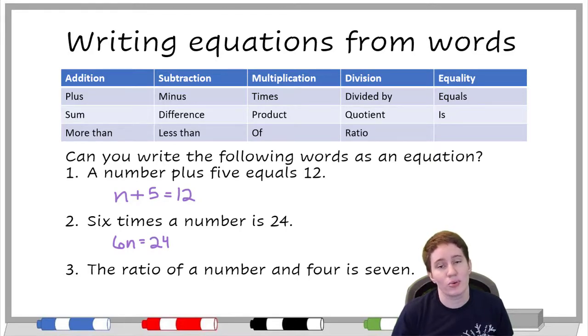The ratio of a number and 4 is 7. So ratio is a word that means division, or it's also a word that means you have a fraction. And so there's 2 ways of representing division, technically. You can use the divided by sign, but especially starting in algebra and going up, we use the division symbol much less, and we usually prefer to do fractions. So the ratio of a number and 4, we want to have a variable and 4 in a fraction. So N over 4. And we put it in the order that they gave it to us. That equals 7.